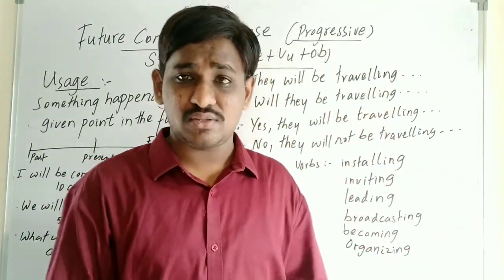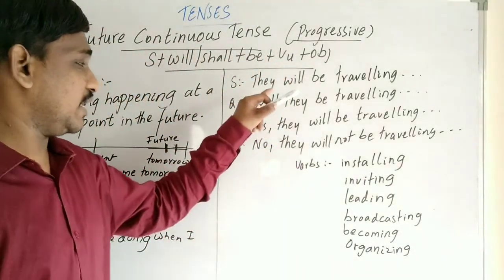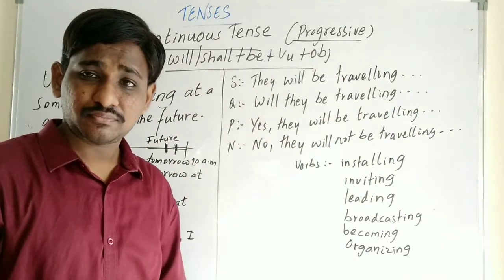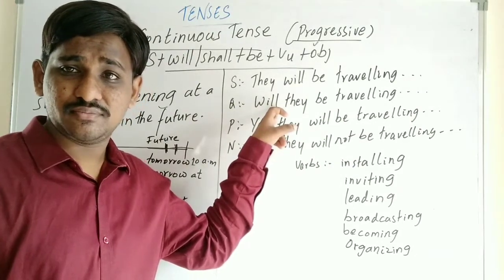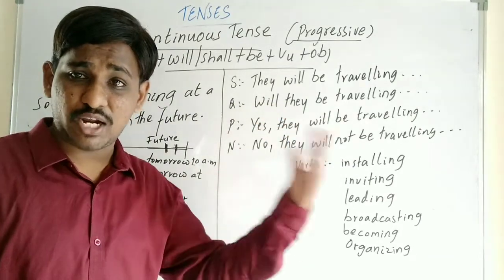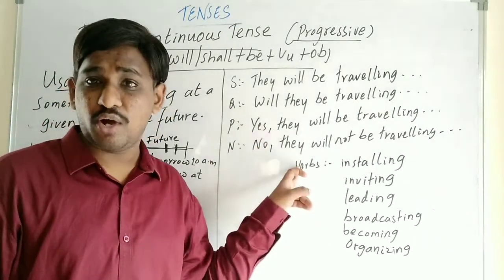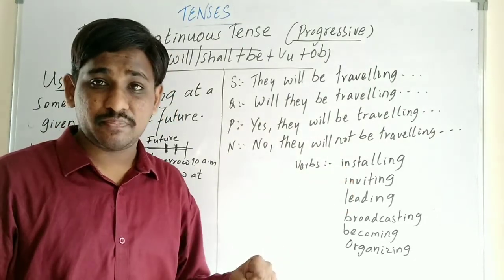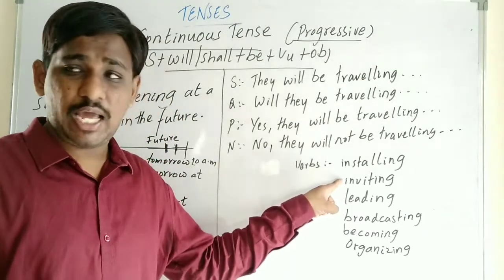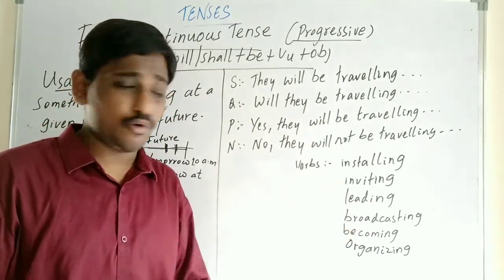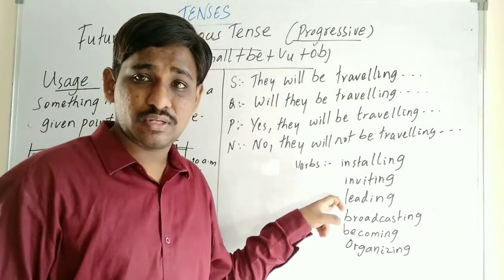So let's go to some sentences and questions. After that, positives and negatives. They will be traveling. Question: Will they be traveling? Positive: yes, they will be traveling. No, they will not be traveling. So some more verbs we see here. Installing: they will be installing the Wi-Fi router tomorrow. I'll be inviting them for the function tomorrow. He'll be leading his troops next week.